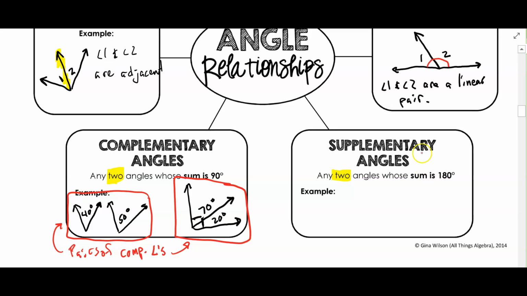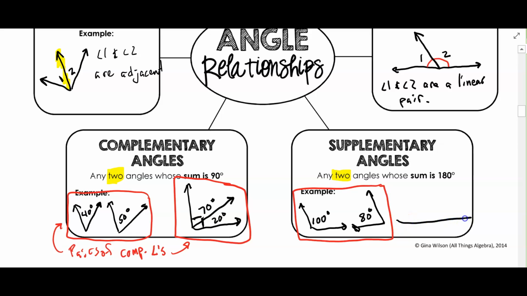For supplementary angles, we have the same thing where they can be attached or not attached, except now they add up to 180. So now, let's look at some examples. If I have a 100-degree angle, what would I need to make it a pair of supplementary angles? Well, I'm going to need an 80-degree angle. So now they add up to 180. So here's a pair of supplementary angles. These are not attached, but they can also be attached.